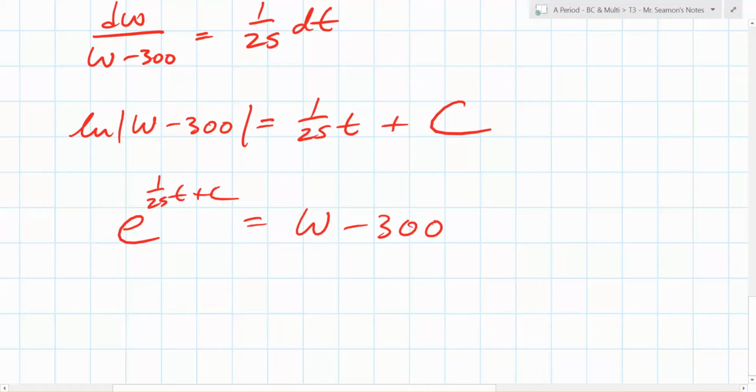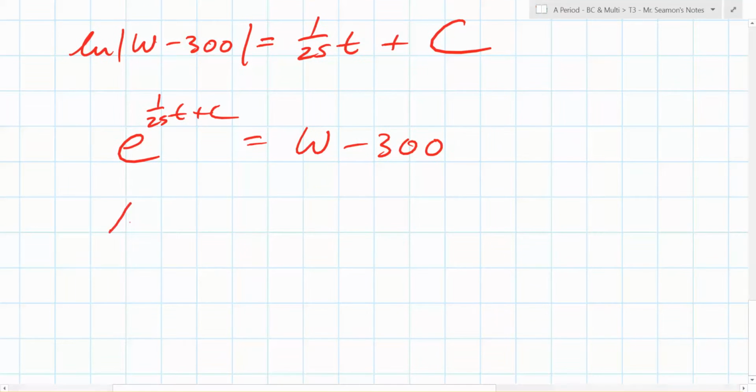Side note, why are we allowed to drop the absolute value right here? It's going to be positive. How do you know it's going to be positive? Look at what you're plugging in. It's w minus 300. What's the initial value of w? 1400. And we already showed it only goes up. So it's going to be positive.